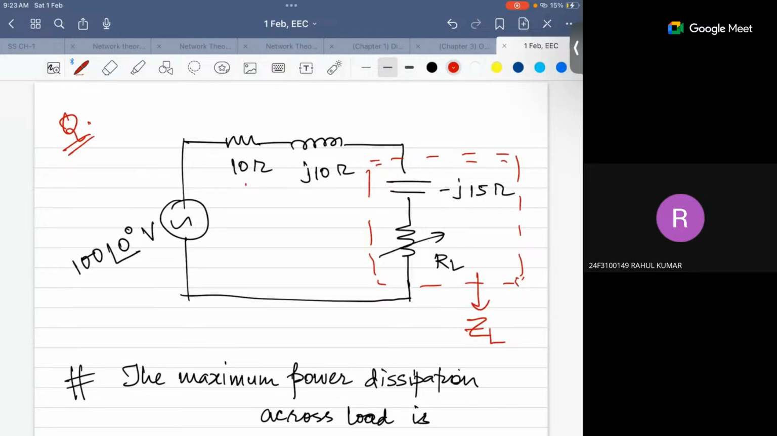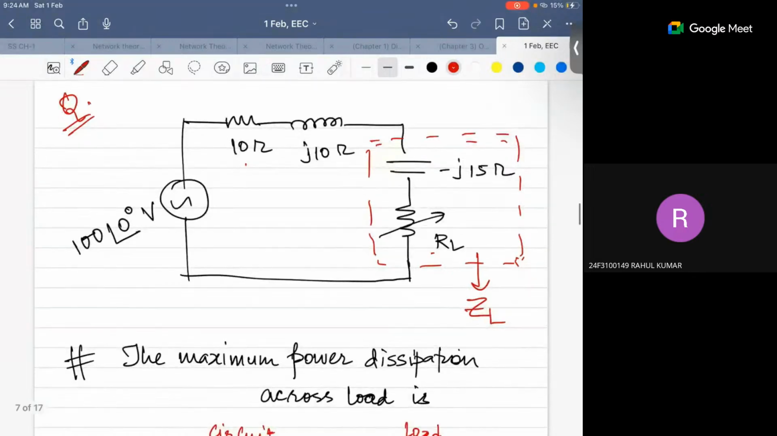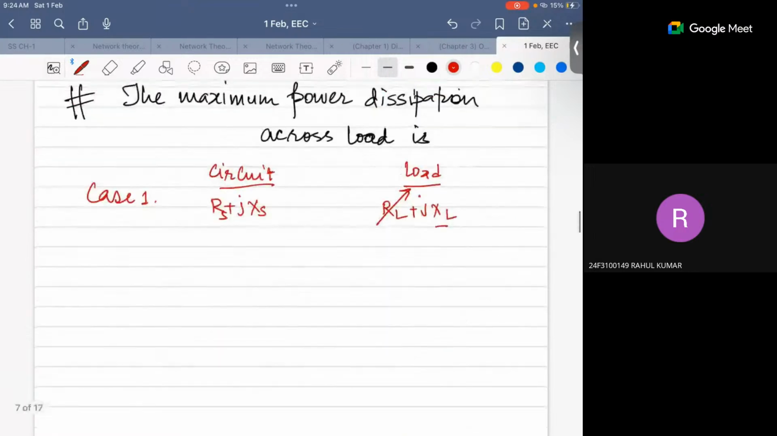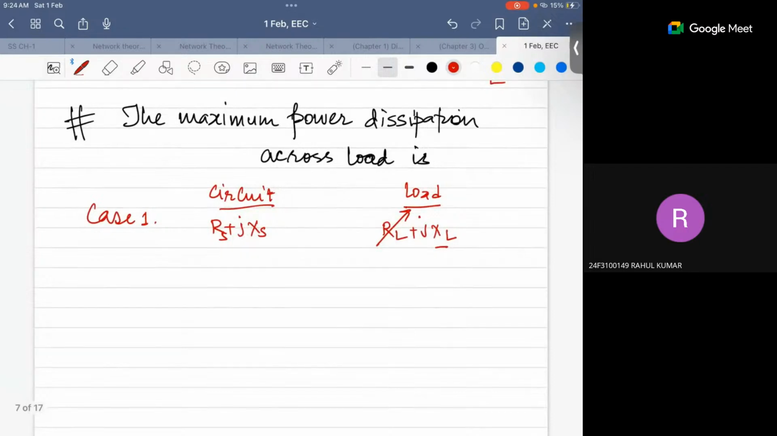There can be another question where RL was fixed and the capacitor value was varying, so XC was varying. Or there can be a possibility where both are varying. These all can be possibilities, correct or not? Are you able to understand this or not? Yes, sir. If you have any doubt, you can just let me know. If you're not able to understand this, I'll reiterate it. Sir, please explain again. Okay.